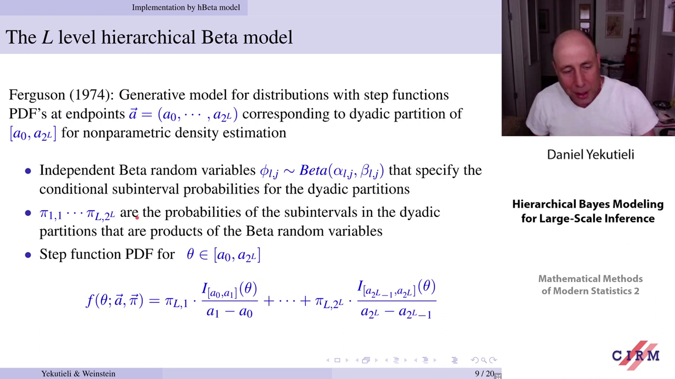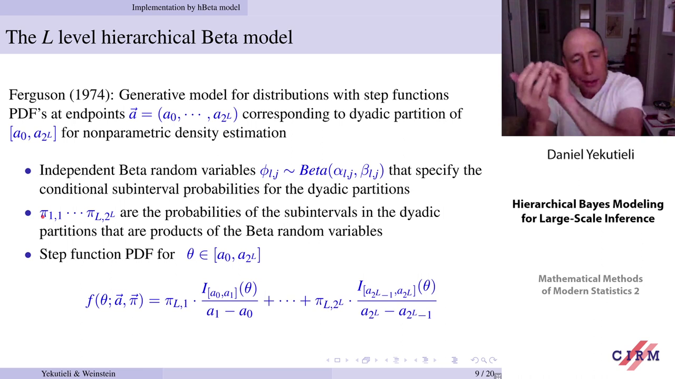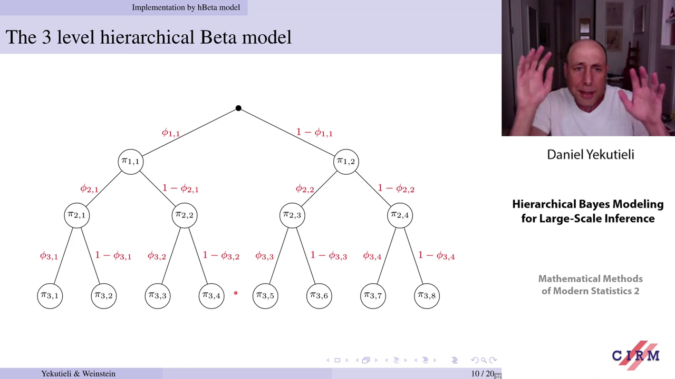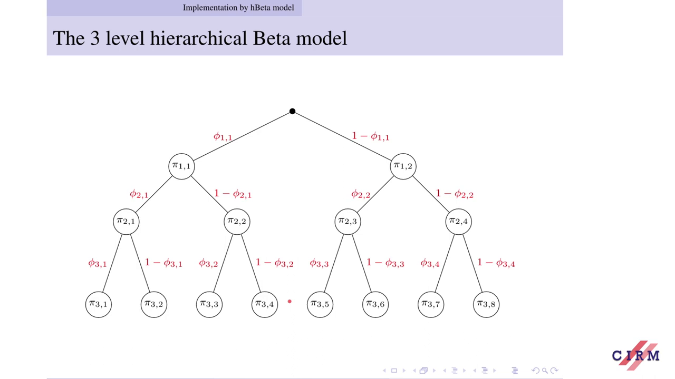And once we have these pi's, a whole host of pi's, we just take the pi's at the bottom of the tree and use them to define a step function. Our step function is for the entire support, and the value of the step function at each interval from a something to a something plus one is this pi L of this something. We'll see how it looks in this very nice schematic, which is exactly the same schematic you can find in Ferguson's paper from almost 50 years ago.